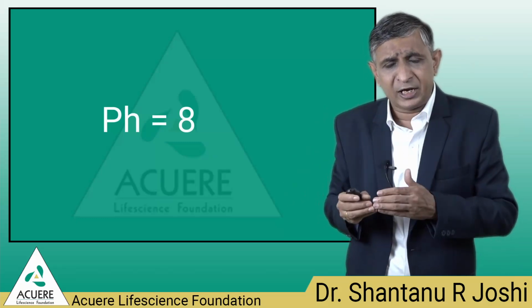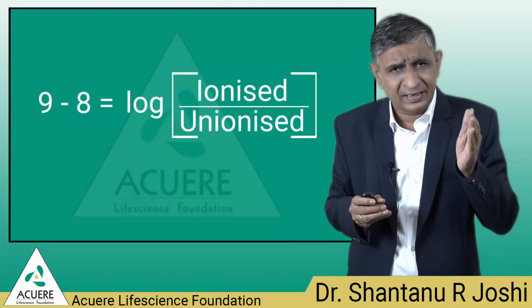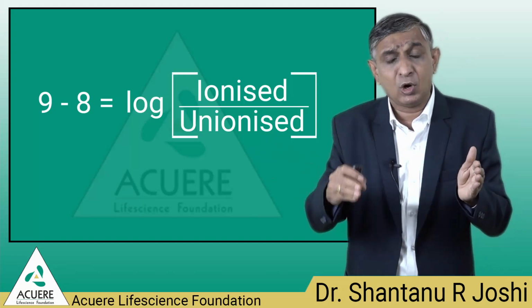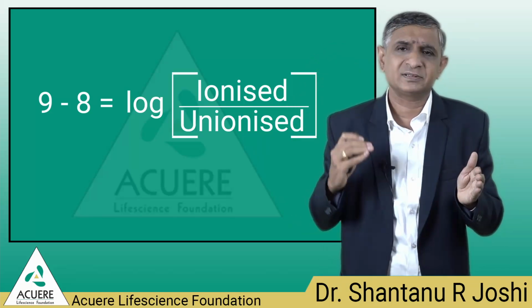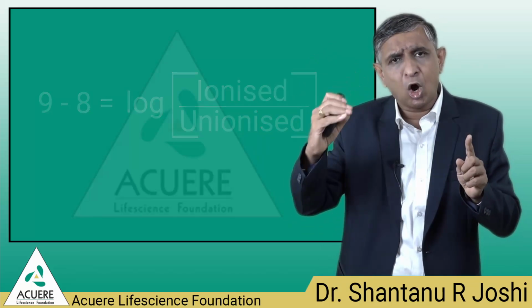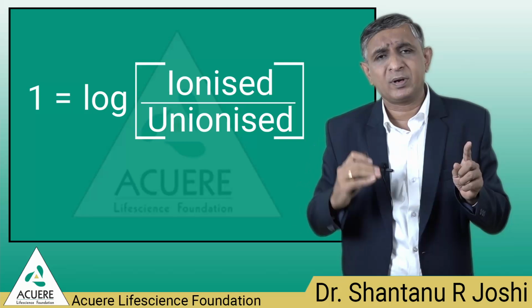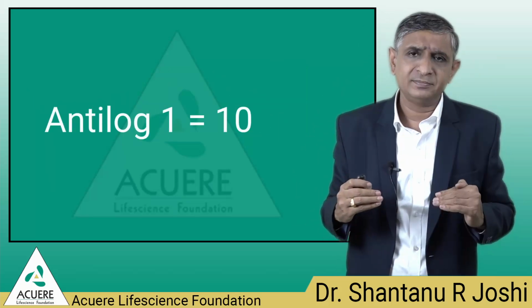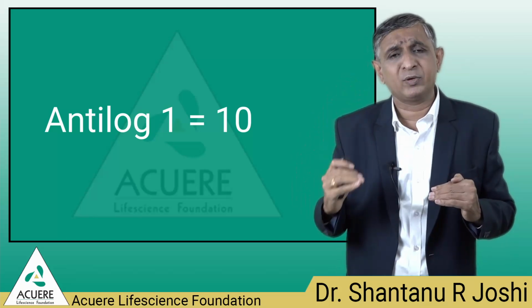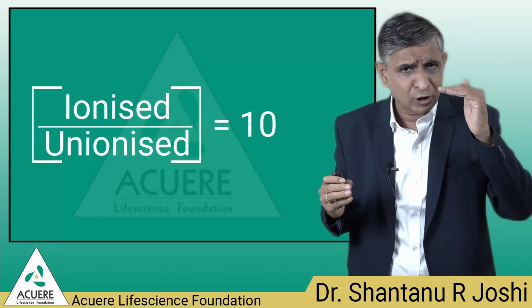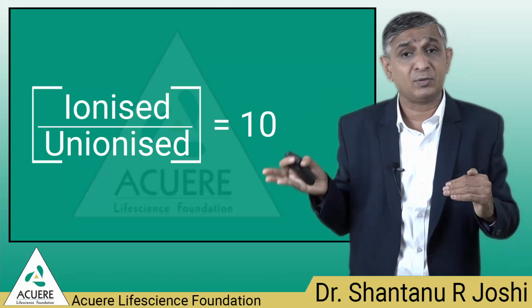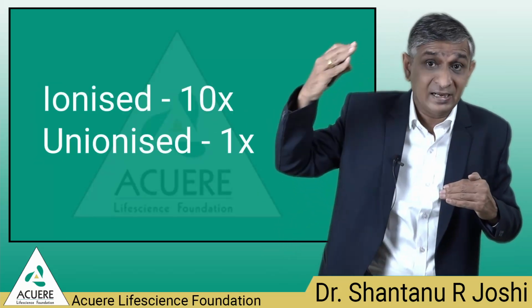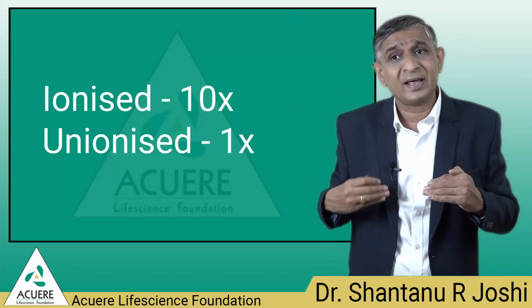Now according to our equation, pK means 9 minus pH means 8. 9 minus 8 is equal to log of ionized to unionized. 1 is equal to log of ionized to unionized. Taking antilog of both the sides, antilog of 1 is 10, and ionized to unionized will be there. It means that the ratio of ionized to unionized is equal to 10. Ultimately it means that ionized molecules are 10 times higher than unionized molecules.